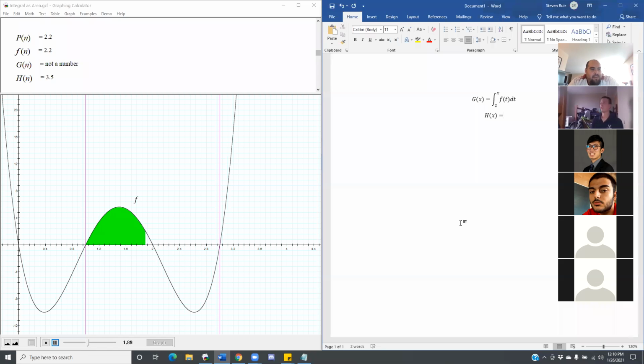So back to this example here. Why do we know that H is giving us an unsigned area?